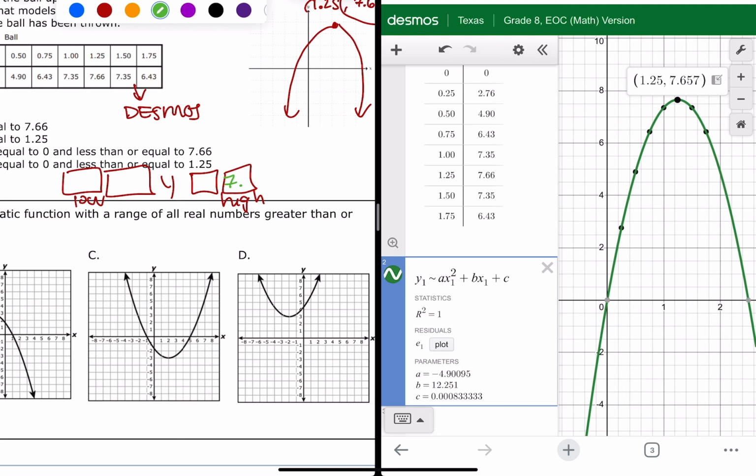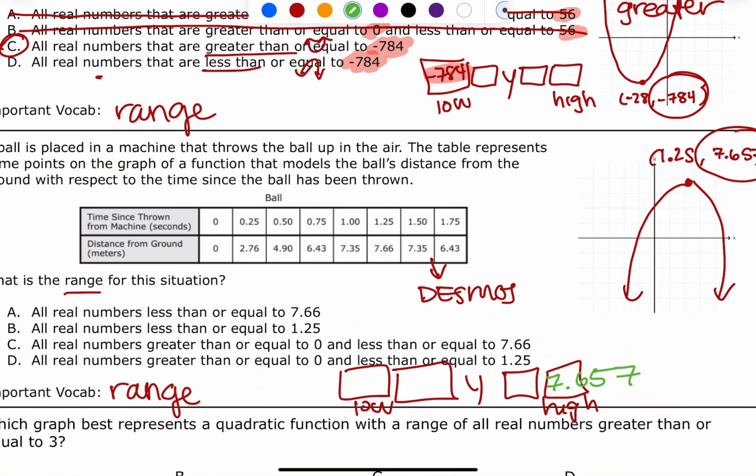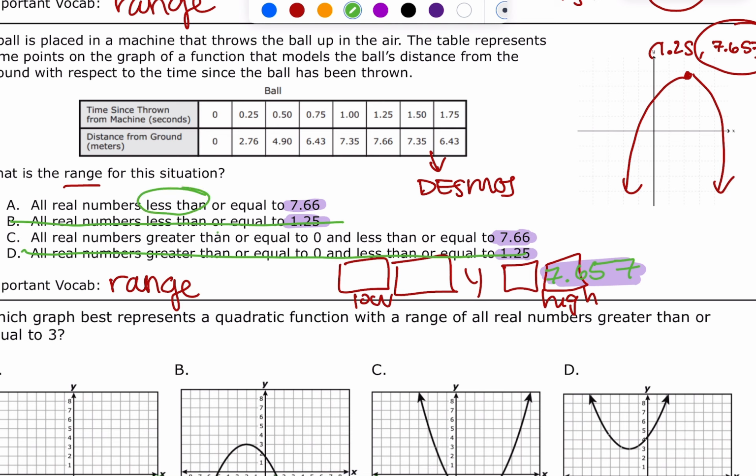So we have 7.657. Now I'm looking at my answers. Let's get rid of Desmos. I want to match it. So I have 7.657, 7.66, 1.25, 7.66, 1.25. I know that B and D cannot be my answers. But now let's look. We have less than, and then C has greater than, and then less than.